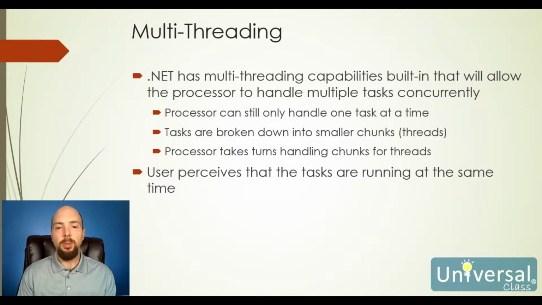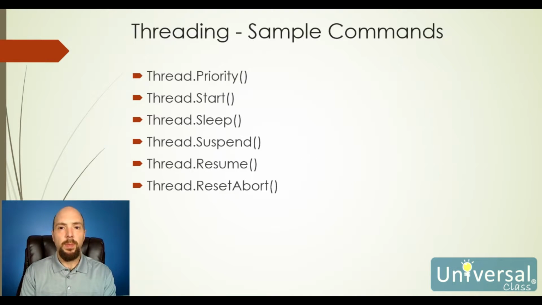So if I have three separate threads, it'll perform a small part of thread 1, a small part of thread 2, a small part of thread 3, and then it goes back and goes through 1, 2, and 3 again. What happens is that we, as the user, perceive this as the tasks all running at the same time. But in reality, a small part of each task is running at any given point in time.